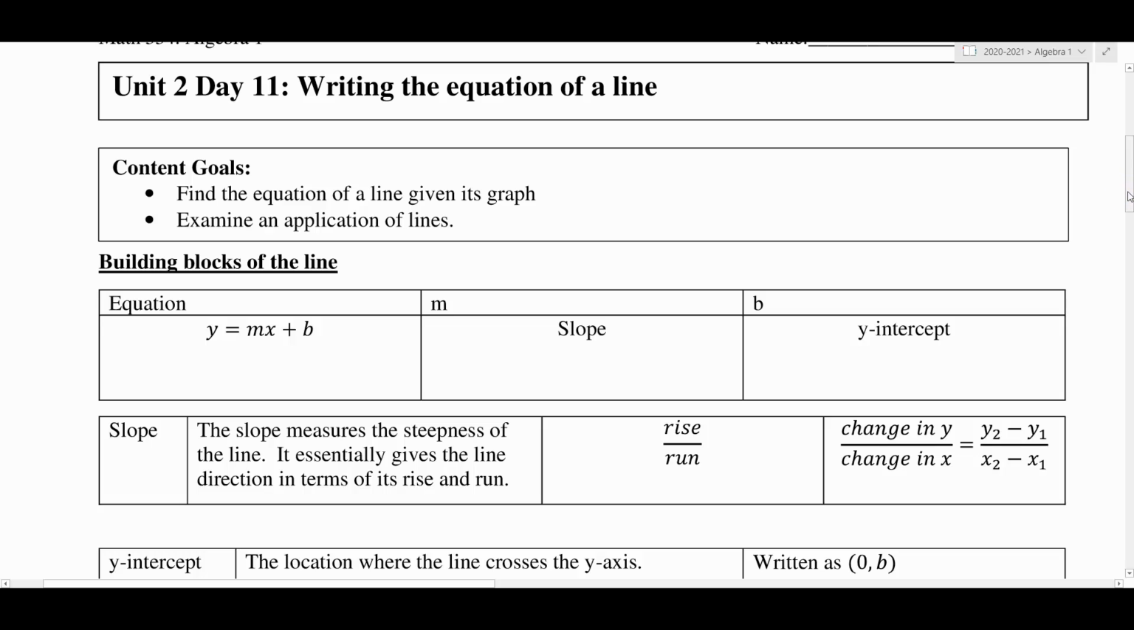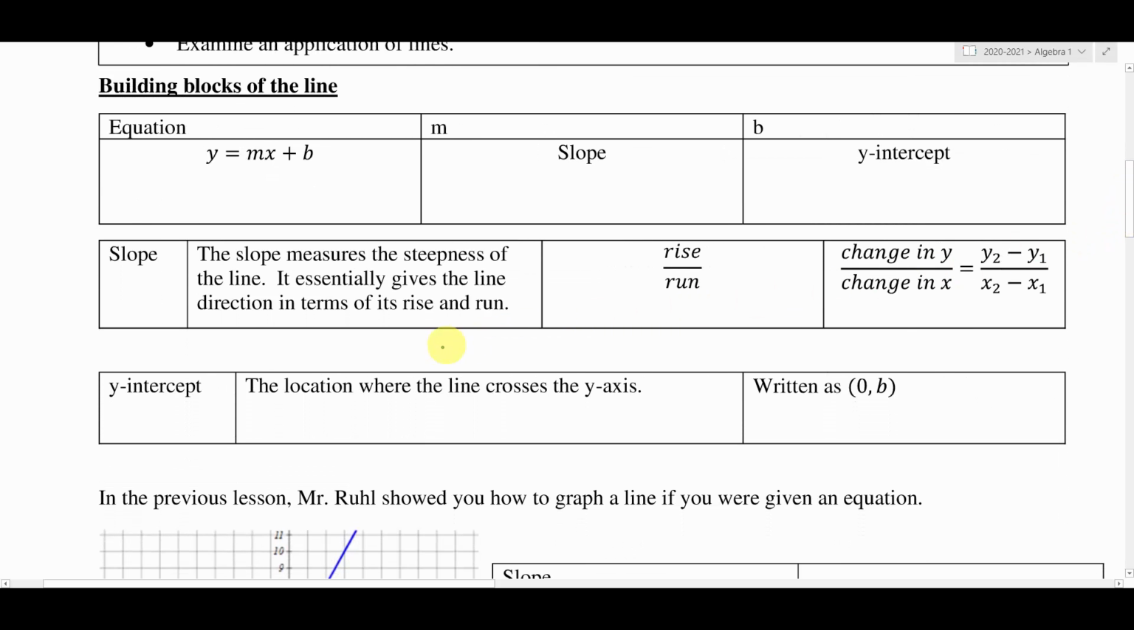On a little bit deeper level, we talk about the slope. On a graph, it typically tells us the steepness of the line. It gives us a general direction of the line in terms of something called rise and run. Rise being the change in the y's and the run being the change in the x. So in other words, rise represents the vertical change, run represents the horizontal change. The y-intercept is a location where the line crosses the y-axis. So when we go to our graph and look at that line, we look for where that line hits the y-axis to determine what that b value is going to be.